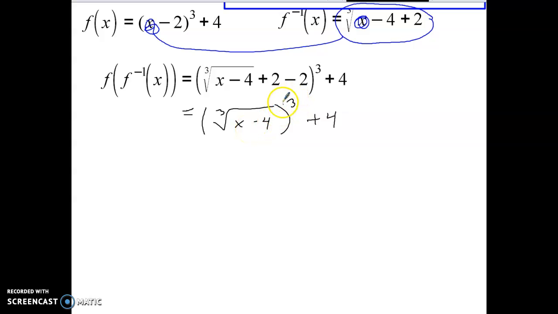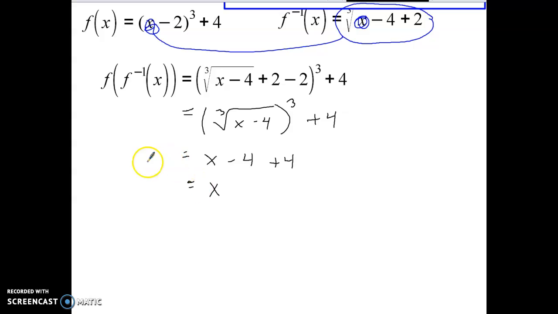So now I'll do my exponent. Well, I've got a cube and I've got a cube root. Cube and cube root are inverses of one another, so they are going to undo one another. And what I'm going to have left is x minus 4 plus 4. And again, I have minus 4 and plus 4. Those are inverse operations. They undo one another. And so what I'm going to have left is x.